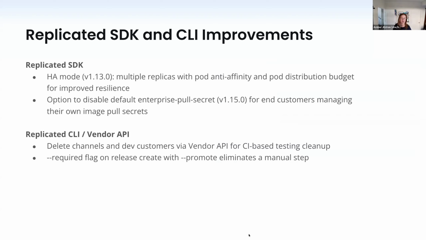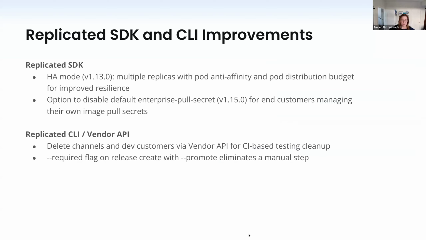There's a few things worth calling out in the Replicated SDK and CLI as well. The SDK now supports HA mode, including multiple replicas, pod anti-affinity, and pod disruption budget. This is super important if your application relies heavily on the SDK API. We have vendors that will shut down the application if the license isn't valid. So they really rely on that Replicated SDK API being available.